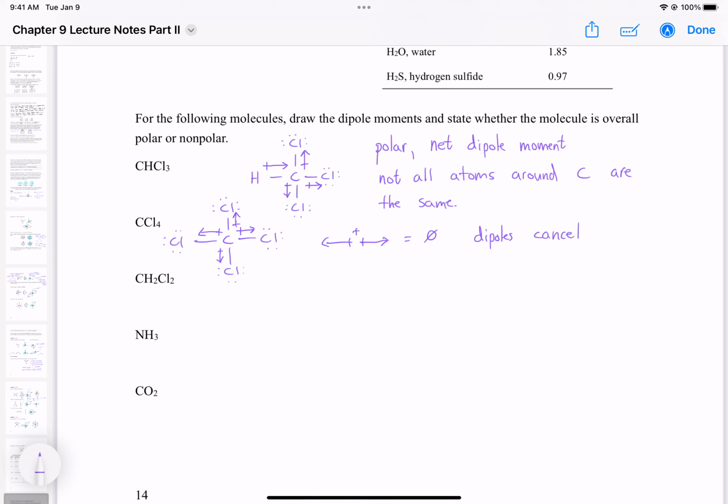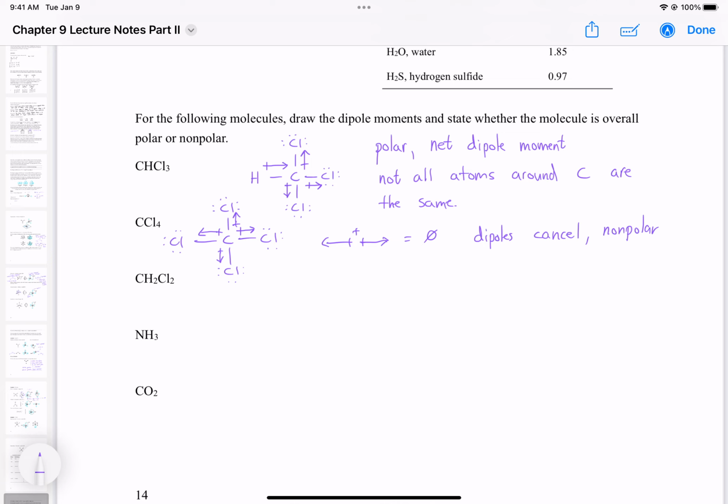Dipoles cancel, so we have a nonpolar molecule. So one criterion is that, to be nonpolar, the dipole moments of the bonds have to cancel out in equal and opposite directions. It just can't be symmetrical.